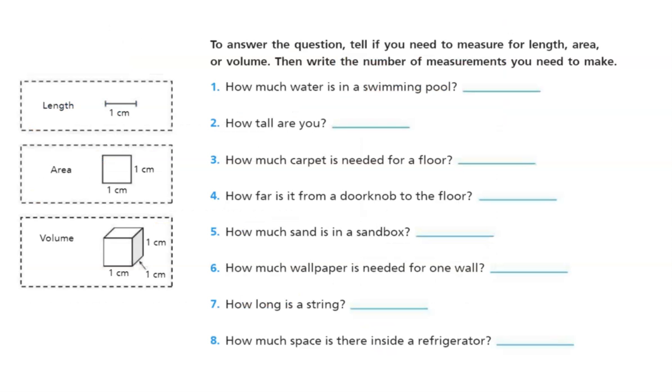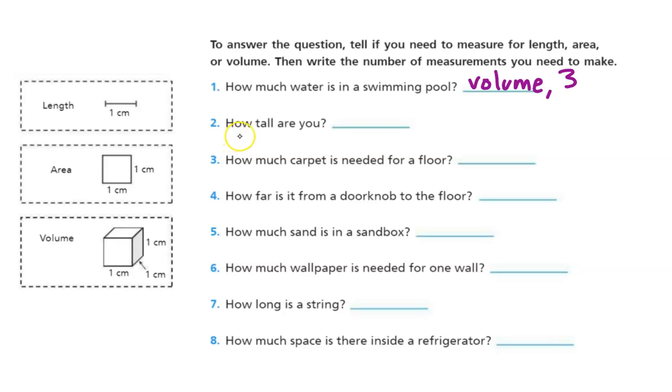So let's look down here at this side. It says to answer these questions, tell if you need to measure for length, for area, or volume, and then write the number of measurements you'd need to make. So this will be good practice. It says how much water is in a swimming pool. Well, that's something that's holding something inside of it. So that's going to be volume. So we'll put volume right there. And then with volume, you're going to need to make three measurements. You need to know the length of the pool, the width of the pool, and the height of the pool.